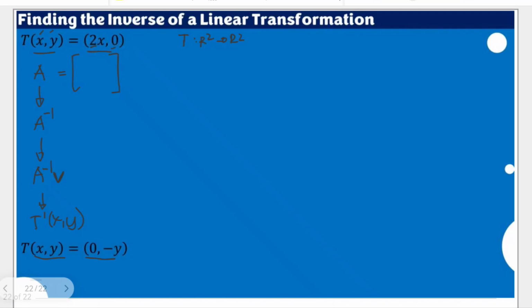Let's start. For our first entry, you have 2x. So you have 2x, and since you don't have y, automatically that's 0. Next, for our second entry, we don't have x, so that's 0. We also don't have y, that's 0. In short, it's a 0 vector. This is now our standard matrix for the linear transformation.